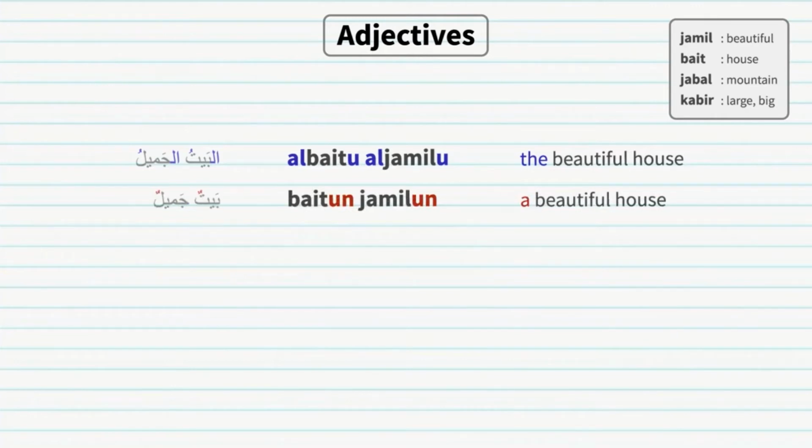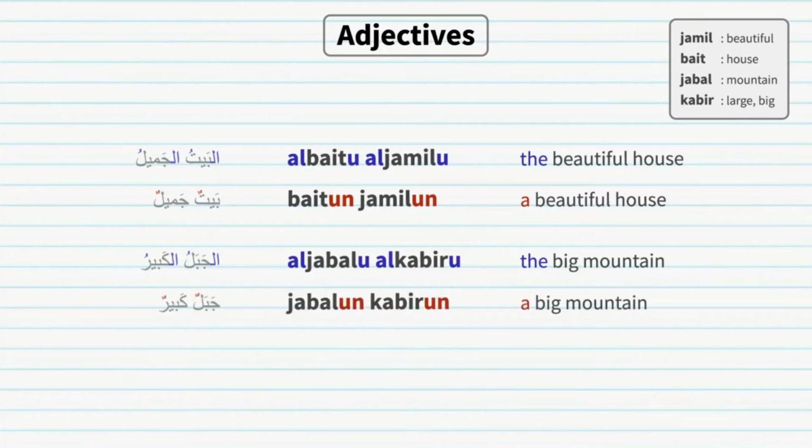Look at the next example. A beautiful house. Baytun jamilun. Both the noun and adjective are also in the same state, indefinite. Another example, the big mountain. Al-jabalul kabiru. A big mountain. Jabalun kabirun. These examples are only showing the noun and adjective agreeing on definiteness. But remember, the noun and the adjective must agree on number, gender, case, and definiteness.